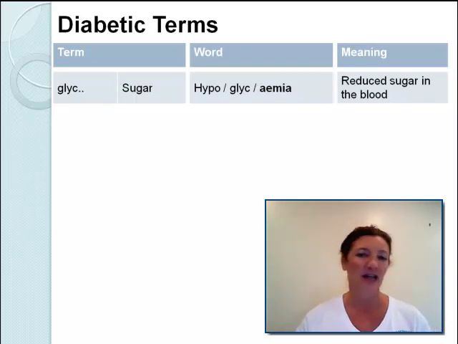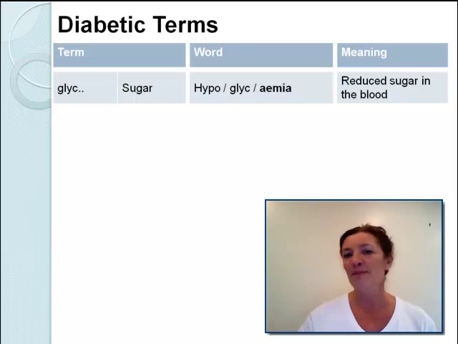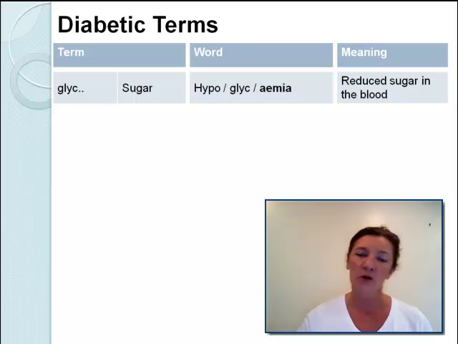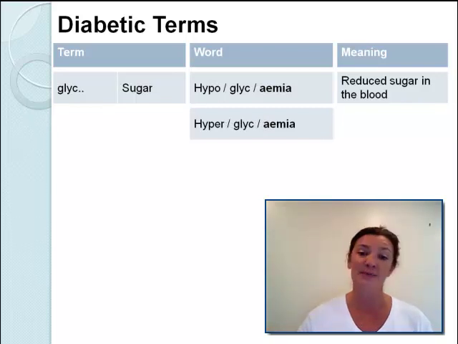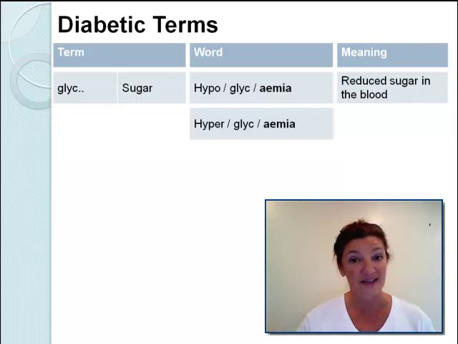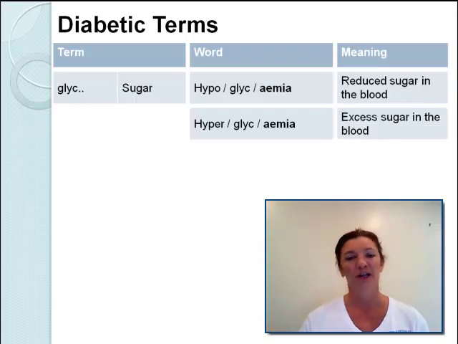If a patient has hypoglycemia, they may feel a bit woozy, not quite with it. Another thing that can happen with diabetes is the complete opposite. Hyperglycemia. Let's break it down. Hyper, glyce, emia. So we have a blood condition of excess sugar, hyper being the excess or too much. So we have excess sugar in the blood.